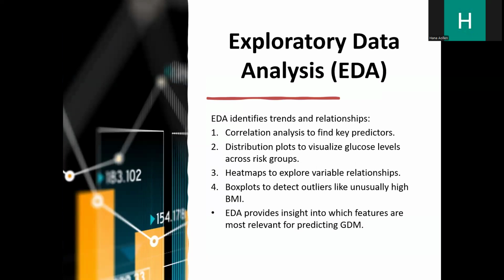This time, exploratory data analysis, EDA. EDA identifies trends in relationships: correlation analysis to find key predictors, distribution plots to visualize glucose level across risk groups, heat maps to explore variable relationships, and box plots to detect outliers like unusually high BMI. So with this, EDA provides insight into which features are most relevant for predicting GDM.